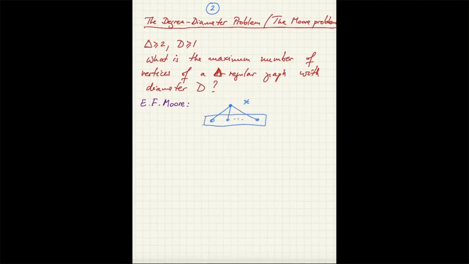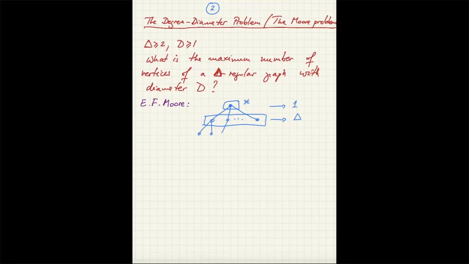And so you can think of listing these vertices by level. So here we're at the 0 neighborhood, level 0 of the graph, and we have 1 vertex. Now, because the graph we want is delta regular, then X has delta neighbors, so we have delta neighbors here.